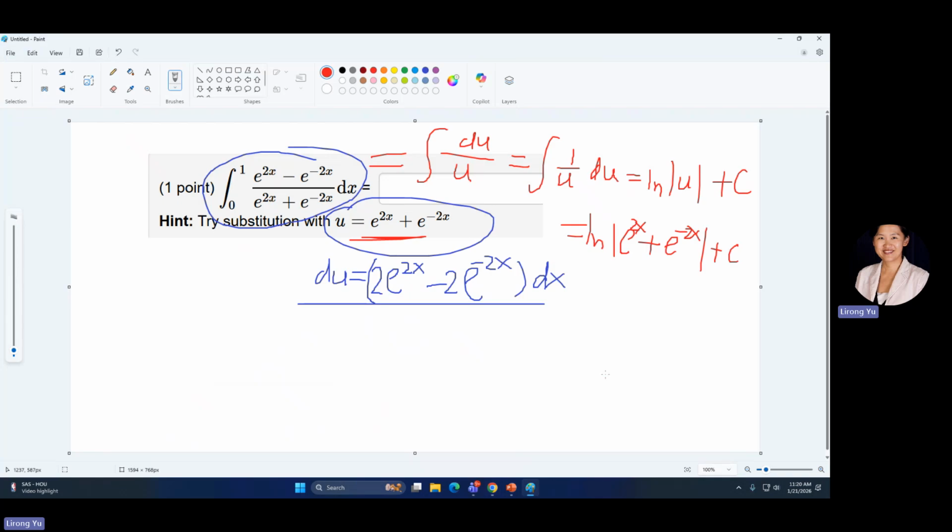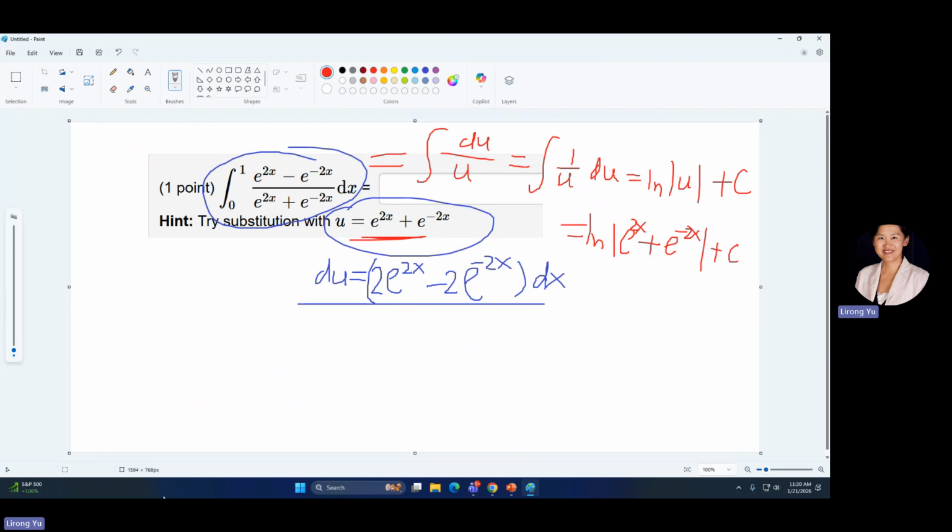So you see the problem here. When we do a substitution, the numerator does not have the 2. So the numerator, e to the 2x minus e to the negative 2x, does not equal du, because you have a 2. So we should divide those by 2. I missed a 1/2 there.